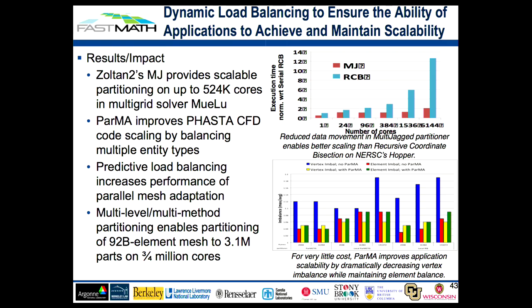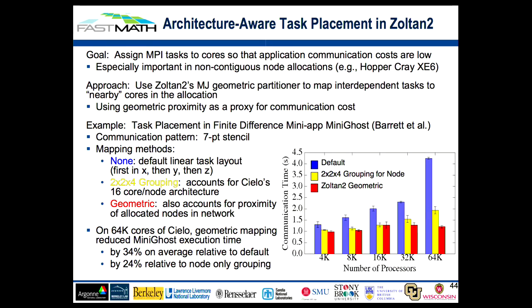The Sandia people have also been working on load balancing to ensure the ability of applications to maintain scalability by accounting for the architecture and the solution algorithms ongoing there. So these are just some examples of things, as well as the work with the Zoltan work and the Parma work. So these are a couple of examples showing that. Right? In Zoltan 2, the architecture-aware task placement, again, this is accounting for the fact that we need to deal with these heterogeneous systems and the hierarchies of solution techniques.